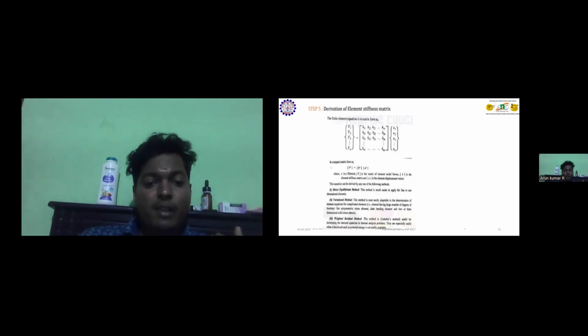The weighted residual method, of which the Galerkin method is one of the essential methods, is useful for developing the element equation for thermal analysis problems. If I choose a thermal analysis problem, the Galerkin method is more adaptable and accurate for deriving the answer. It is especially useful when a functional such as the potential energy is not readily available. So based upon your element, you have to choose the different types of methods.